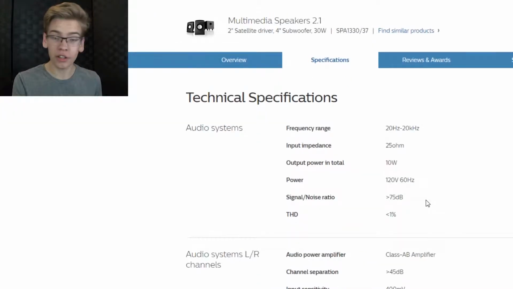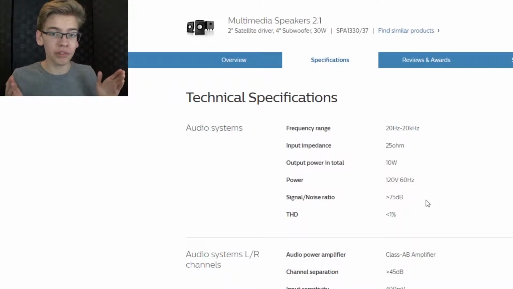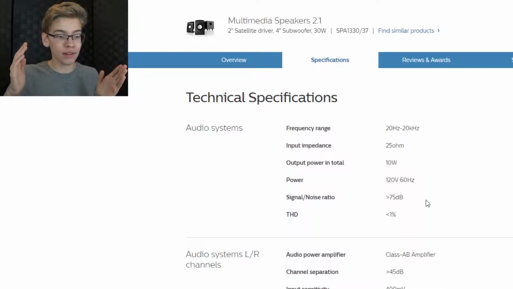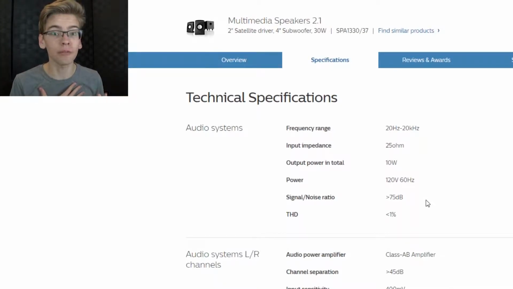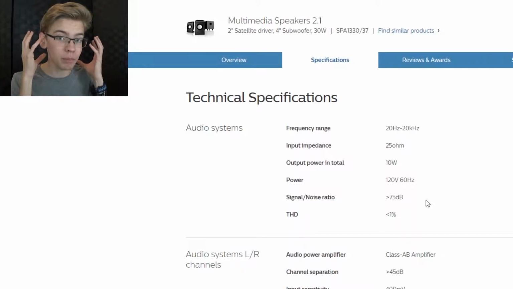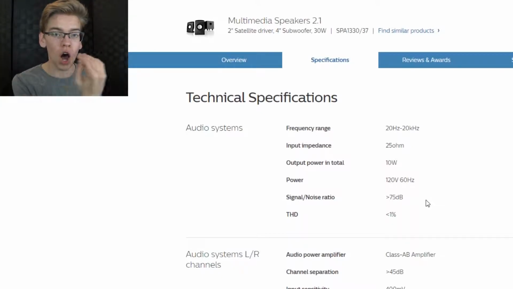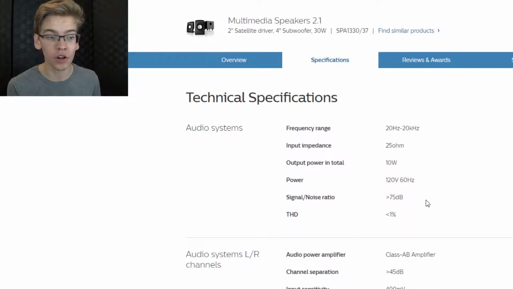SNR, this is your signal to noise ratio. I talked about this in the sound card video, and I'll go over it again really quick here. Basically, it's the amount of decibels in between your white noise and your actual sound. And the bigger the better, which means the more distance, because I've used speakers in the past that had a really bad SNR, and you can be listening to music, but there's this constant hum and white noise in the background, and it's super annoying. So the higher the SNR, the better.